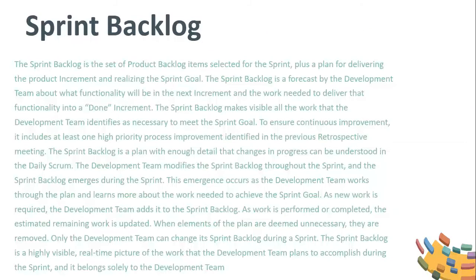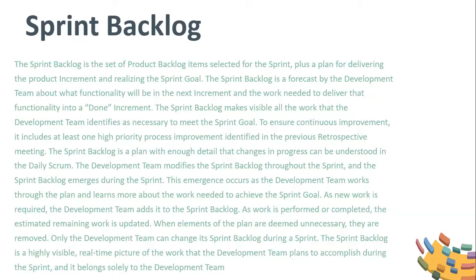Sprint backlog. The sprint backlog is the set of product backlog items selected for the sprint, plus a plan for delivering the product increments and realizing the sprint goal. The sprint backlog is a forecast by the development team about what functionality will be in the next increment and the work needed to deliver that functionality into a done increment.